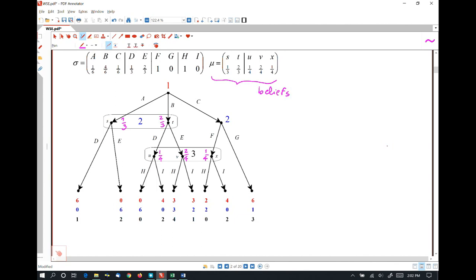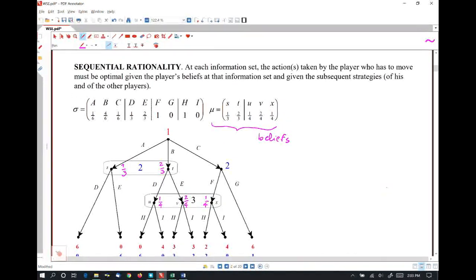And now we want to impose 2 conditions on an assessment to call it a good solution of the game, or a solution of the game. The first condition is called sequential rationality. Sequential rationality requires that at each information set, the action or the actions taken by the player who has to move there must be optimal given the player's beliefs at that information set, and given the subsequent strategies of his and of the other players.